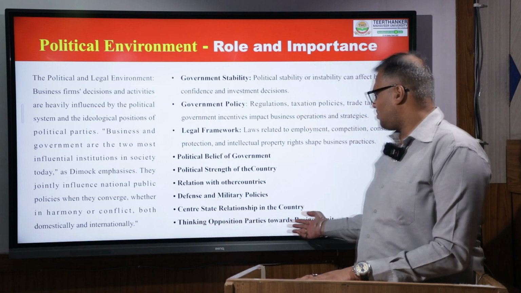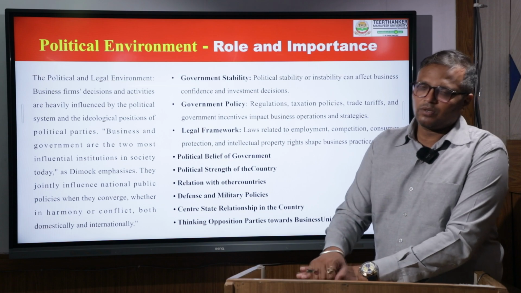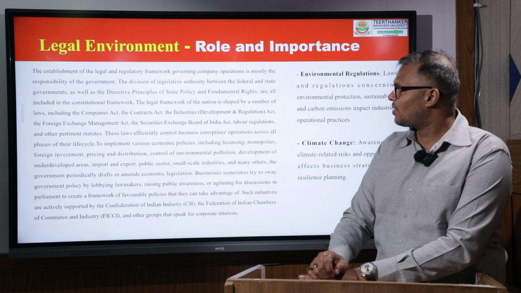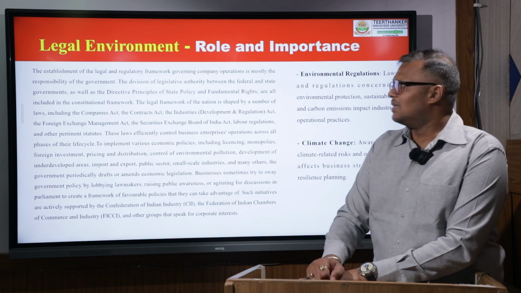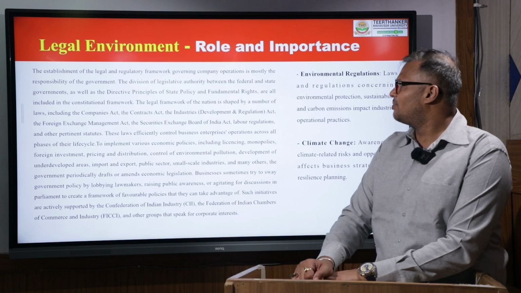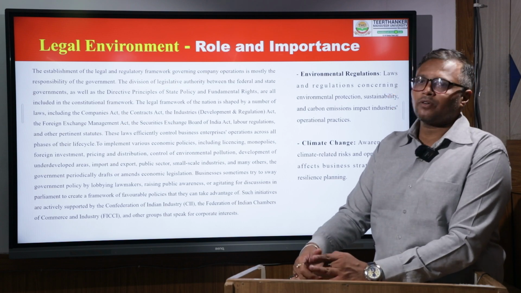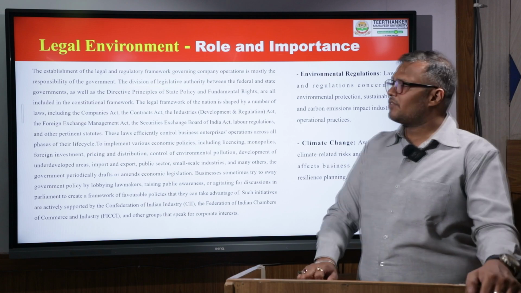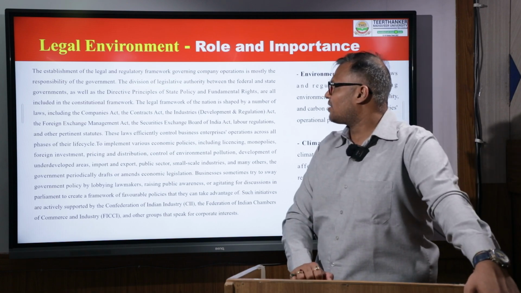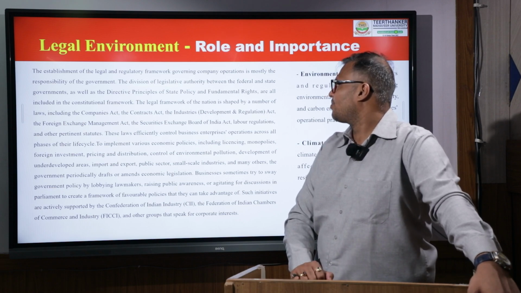Then the thinking of opposition parties towards business units is also a very important part when we talk about the political impact on the organization. Now, when we talk about the legal, legal represents the establishment of the legal and regulatory framework of the government governing the company's operation, and it is mostly the responsibility of the government. The division of legislative authority between the federal and state government, such as directive principles of state policy, and fundamental rights are included in the constitutional framework.